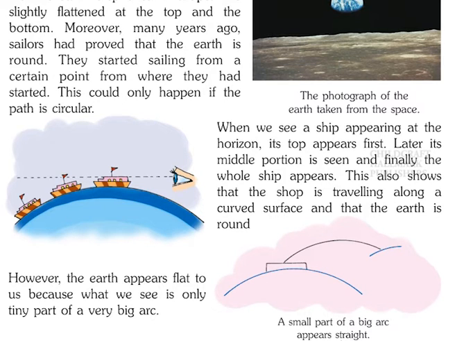When we see a ship appearing at the horizon, its top appears first. Later, its middle portion is seen, and finally, the whole ship appears. This also shows that the ship is traveling along a curved surface and that the Earth is round. However, the Earth appears flat to us because what we see is only a tiny part of a very big arc.